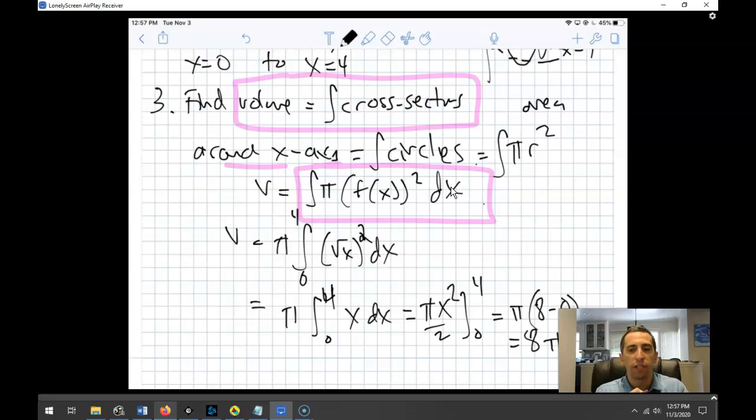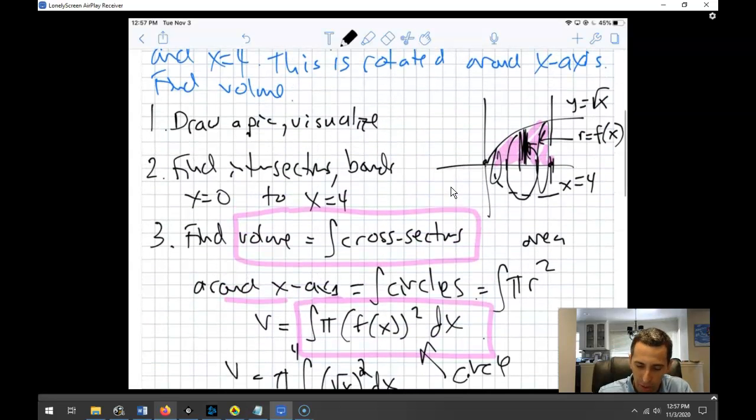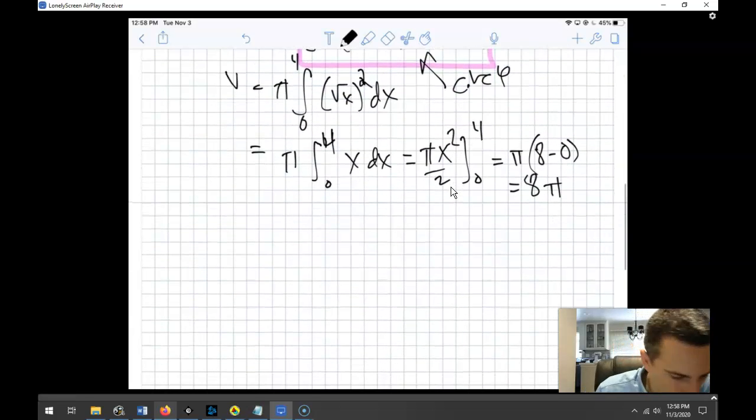So that's the general procedure for these problems, right? We find the cross-section, that area of the circle, and then I just integrate those circles across my region, right? I start at 0, I go up to 4. Okay, so that's how you do these problems. The next type of problem we're going to take a look at involves two functions.